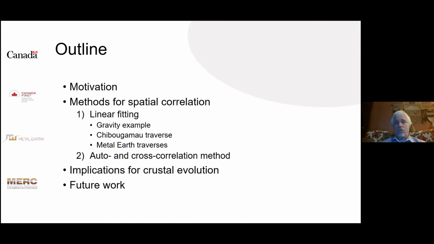And finally, I'll talk a little bit about some of the implications for crustal evolution and talk about some future work that might be interesting.